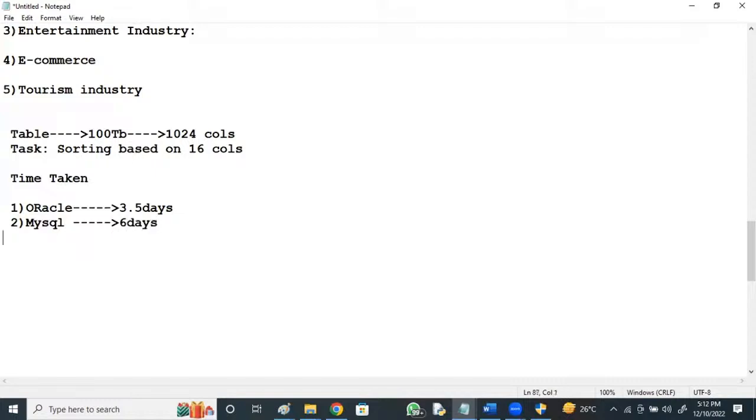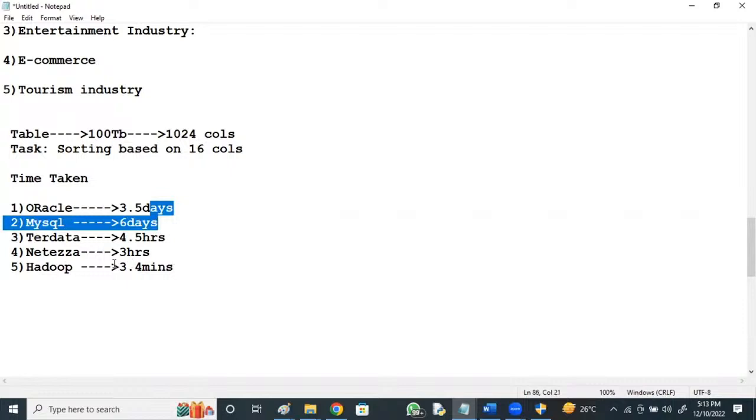And we have some specialized databases like Teradata that just took 4.5 hours, and Netezza has just taken 3 hours. Finally, big data Hadoop has taken just 3.4 minutes. So where are these 3 hours or 3.5 days? Hadoop has just taken 3.4 minutes.